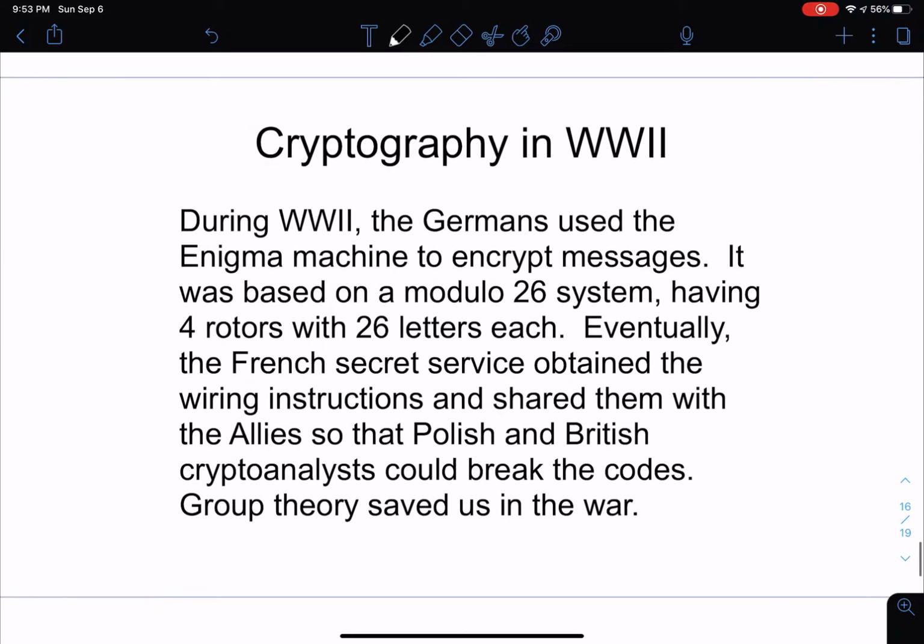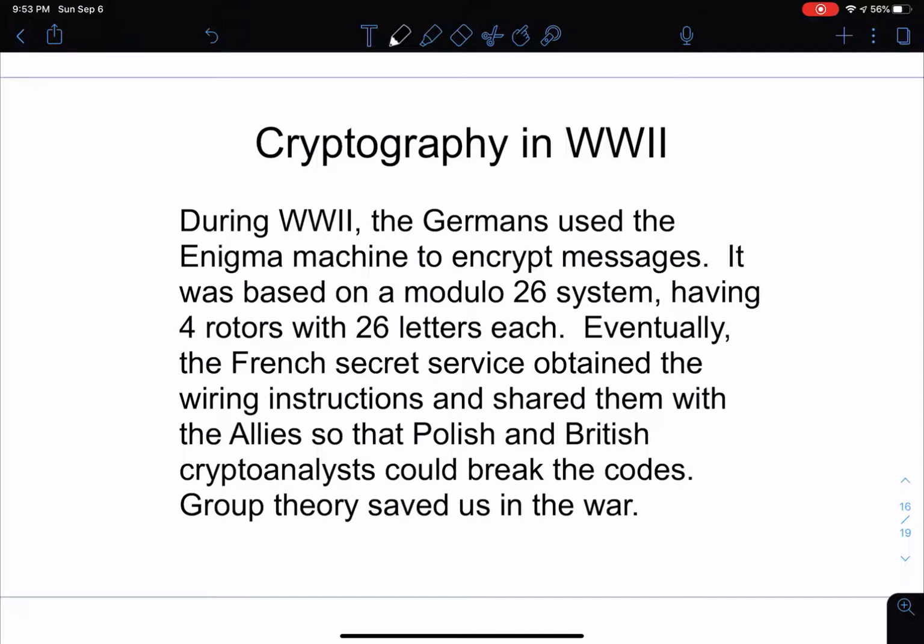Cryptography in World War II. As I mentioned earlier, the first computers came about because we were trying to break codes, and that was during World War II. The Germans used something called the Enigma machine. Pretty cool. You can go on, I think, eBay. You can search for an Enigma machine, and you can actually buy one.